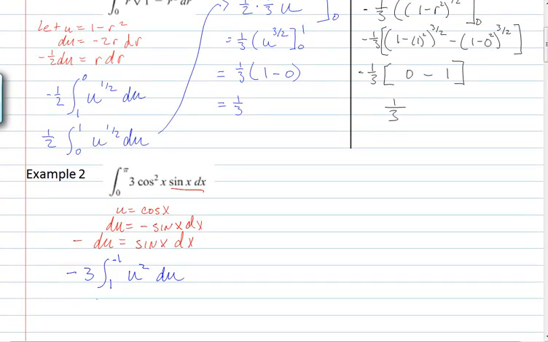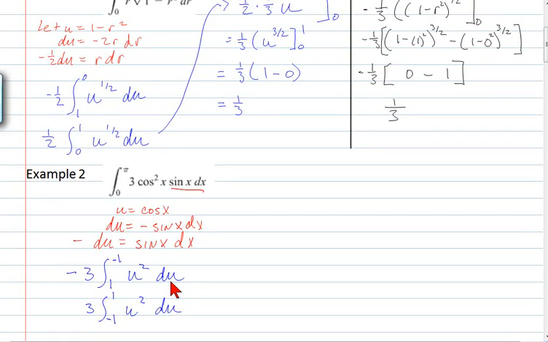Now, I don't want that negative there, so I could rewrite this as 3 times the integral from negative 1 to 1 of u squared du. Right? Where'd you plug in the pi at? Into x. The 0 and the pi are the bounds that go with x. The negative 1 and the 1 are the bounds that go with u.